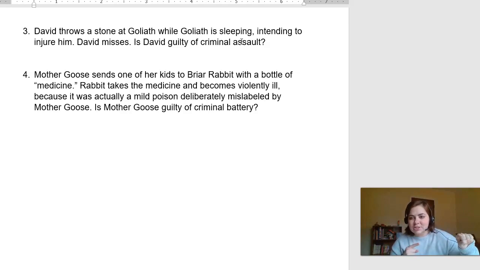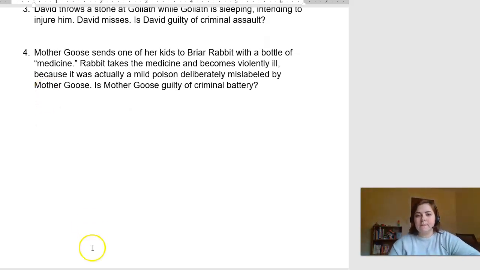If you complete your battery, then it's a battery. Okay. So our next example, Mother Goose sends one of her kids to Briar Rabbit with a bottle of medicine, in quotes. Rabbit takes the medicine and becomes violently ill because of the action, mild poison, deliberately mislabeled by Mother Goose. Is Mother Goose guilty of a battery?